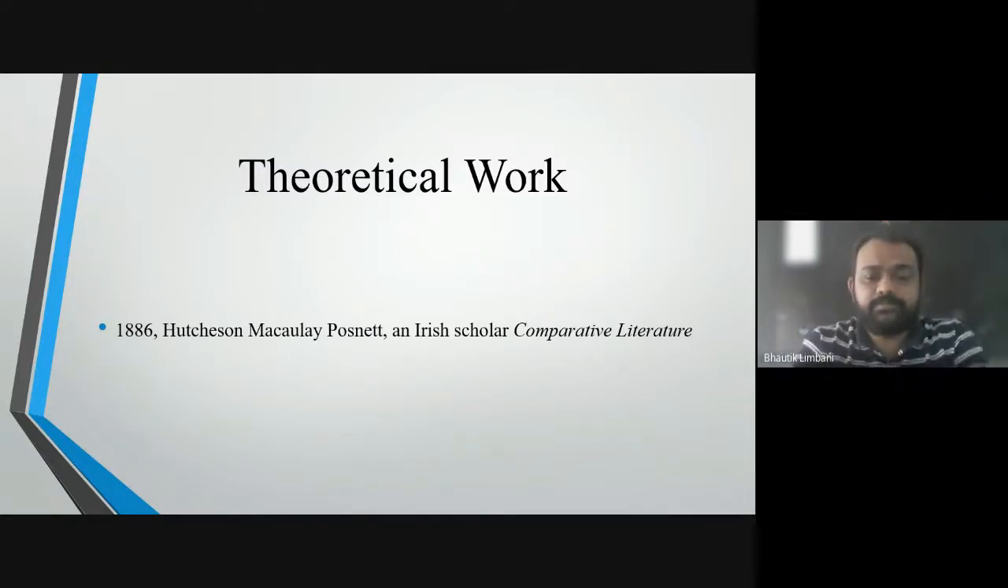Posnett from Ireland published a theoretical work which is itself titled Comparative Literature, in 1886. So remember that it started in Germany about 1820, and in England somebody publishes an entirely theoretical work. So within 50 years, it started getting realized. It was so sensitized that academic scholars started thinking of introducing it as a separate branch of knowledge, or a separate discipline of studying literature. There are still some scholars who question accepting it as an independent methodology of studying literature.